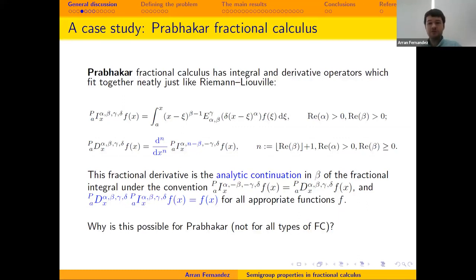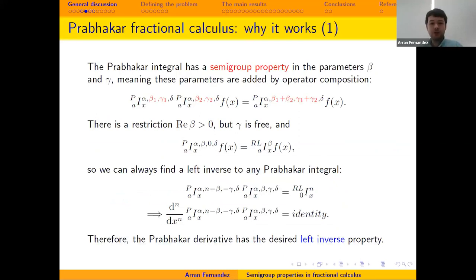So why is this possible for Prabhakar? It's not possible for all types of fractional calculus. Many fractional integral operators, those three ways of defining a fractional derivative, do not all give the same result. So let's drill down into Prabhakar and understand what's special about this, what properties give this natural extension. Most important property is the semigroup property.